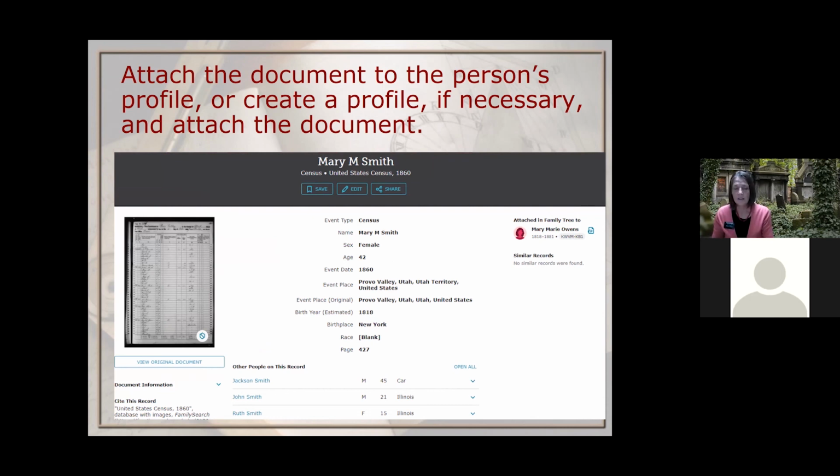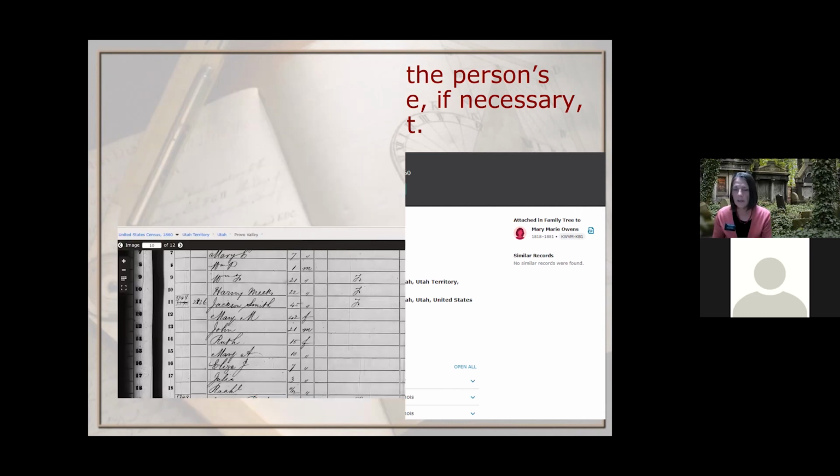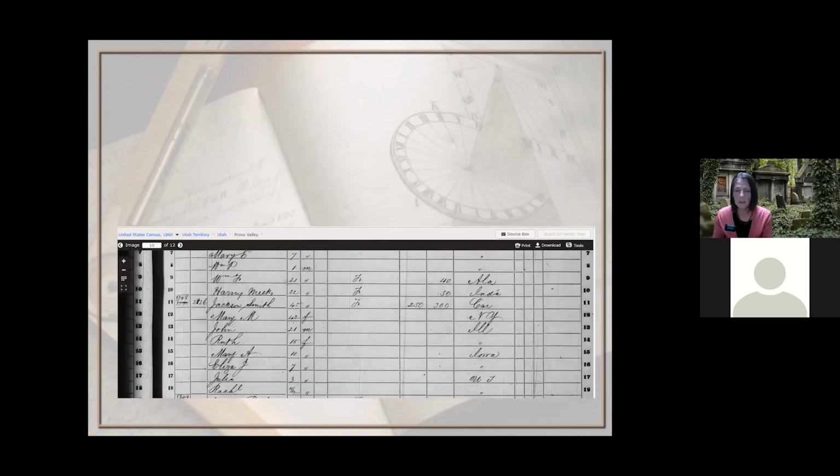And as you can see on the left, you have the original document there in an image. So it doesn't say that you have to check the image's availability because it's available. So then you can click on that. You can view the original document. There are no similar records found for her. She already has a page and this is already attached to her page. So I don't have to do anything with it. I just want to look at it. So I'm going to open it up. And here's the original record with her husband, Jackson Smith.